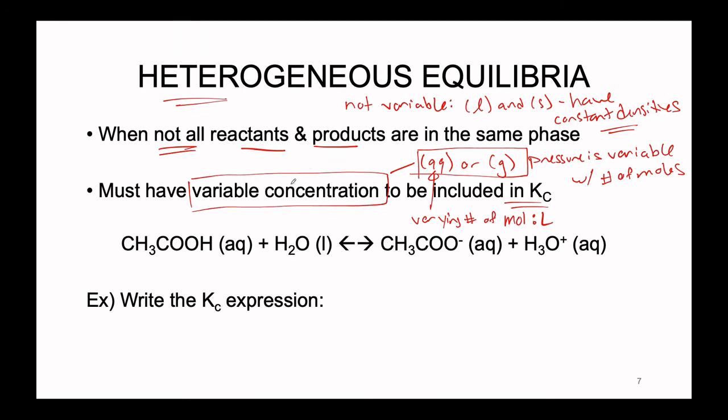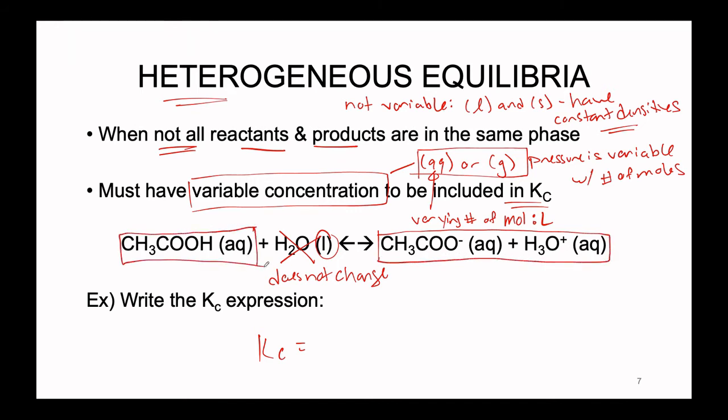So since your liquids and your solids have constant densities, they also have constant concentrations. You can't change them. And so for that reason, even though in this given reaction below, where we have acetic acid interacting in water to create some acetate ion and some hydronium ion, H3O+, the water concentration over the course of the reaction does not change because it is in liquid form. It has a constant density, therefore it has a constant concentration. And so your Kc, your equilibrium expression, is only going to include the products that are in aqueous phase and the reactants that are in aqueous phase.